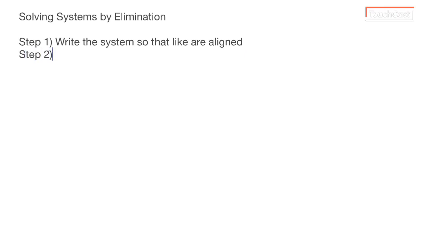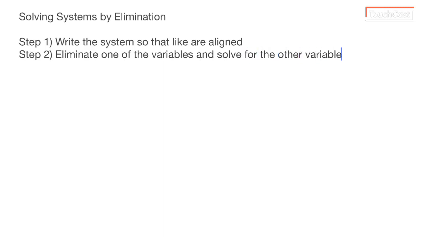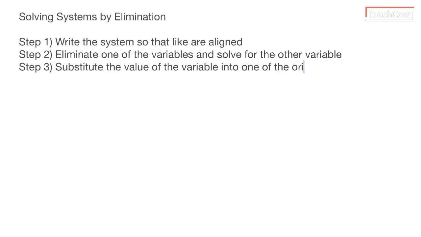Step 2 is we are going to eliminate one of the variables and solve for the other variable. Once we've done that, we can go on to step 3, which is to substitute the value of the variable into one of the original equations and solve for the other variable.